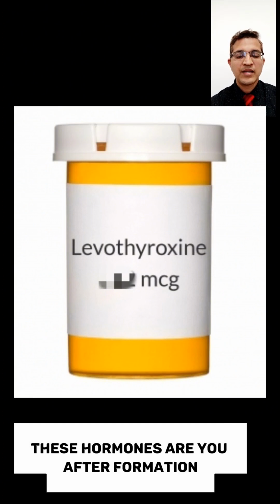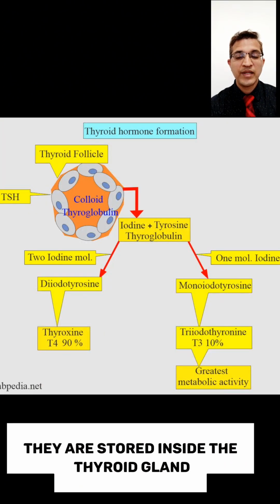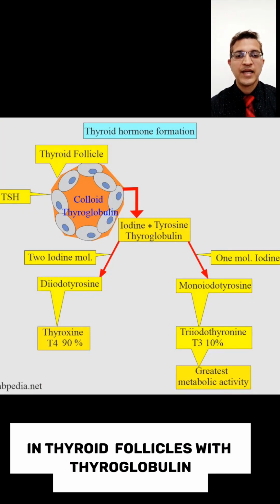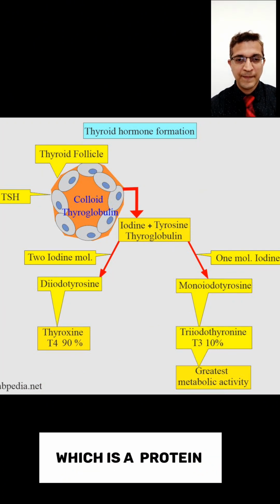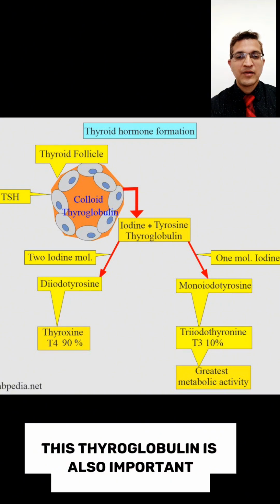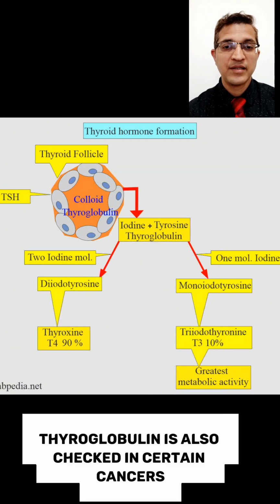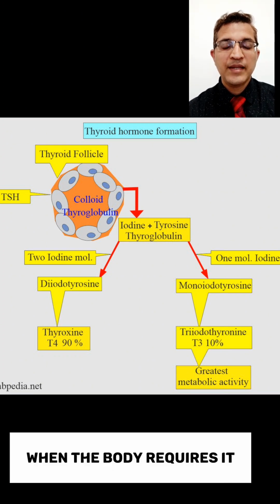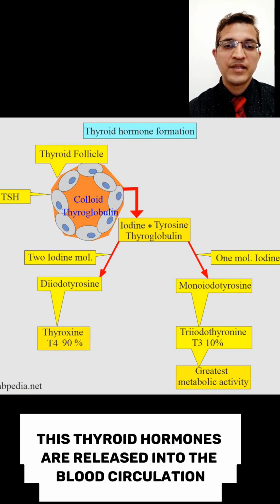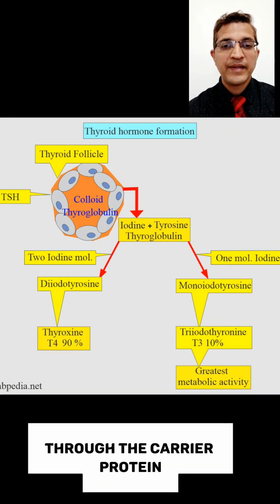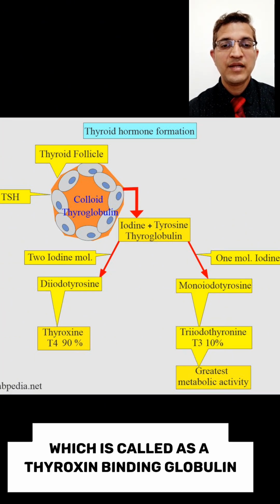These hormones, after formation, are stored inside the thyroid gland in thyroid follicles with thyroglobulin protein. This thyroglobulin is also important. During the investigation, thyroglobulin is also checked in certain cancers. Then when the body requires it, these thyroid hormones are released into the blood circulation through the carrier protein called thyroxine binding globulin.